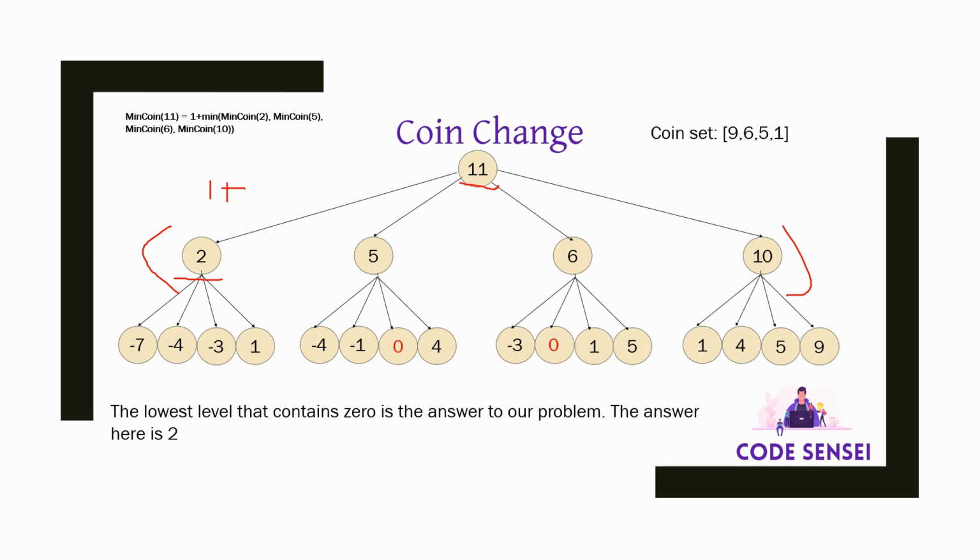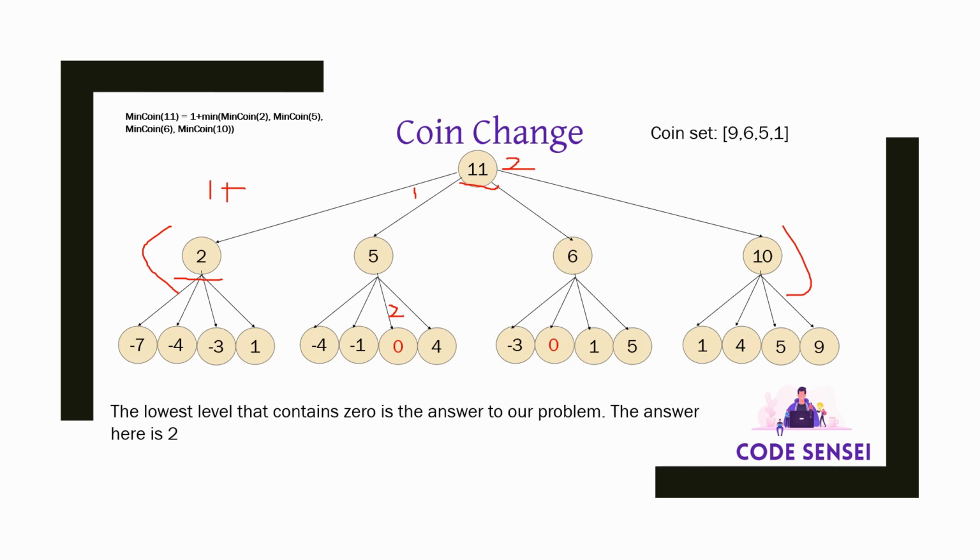So for this recursive solution, the base case must be that we all know that the number of coins required to make the value 0 is 0, right? So whenever you get 0, you will return to the subproblem. That is, you will count the number of edges. So there are two edges in this tree. So the minimum number of coins required to get 11 is 2.